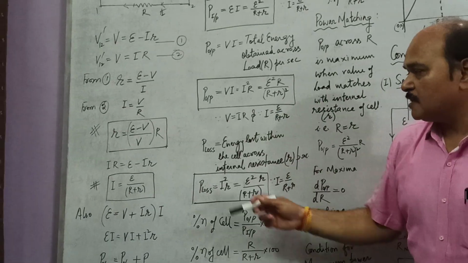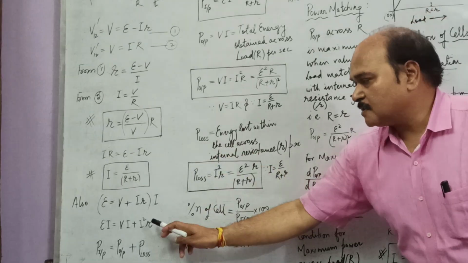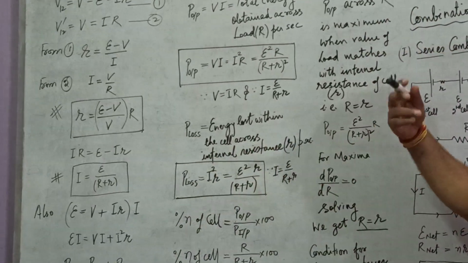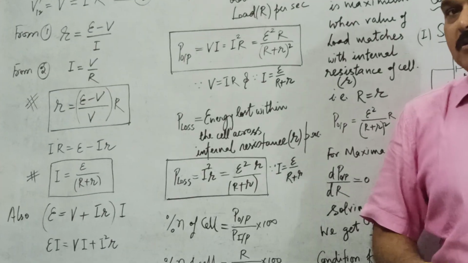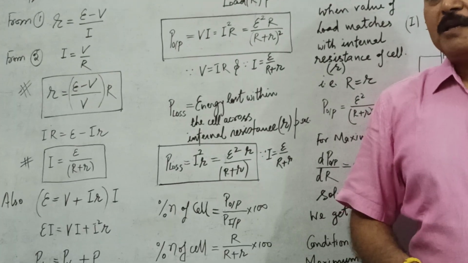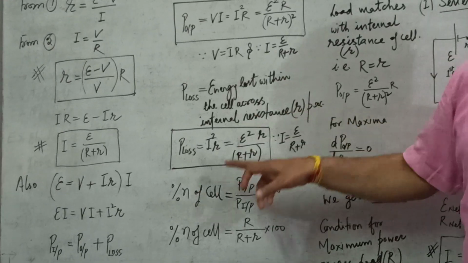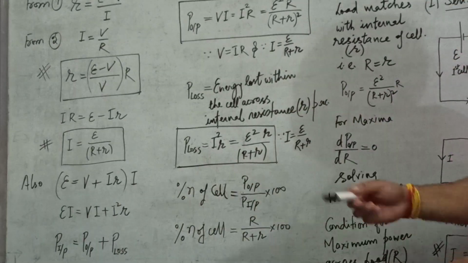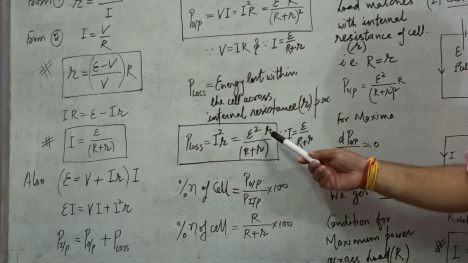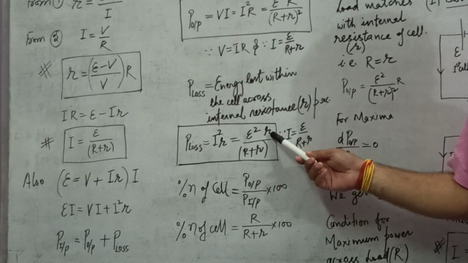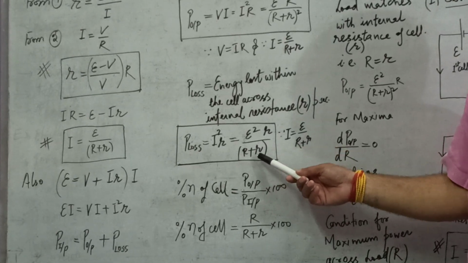And the third term is power loss. Power loss is nothing but energy lost within the cell across the internal resistance of the cell every second. This is I square r, and if we substitute the value of I as E upon R plus r, we get it as E square into internal resistance r upon capital R plus small r whole square.